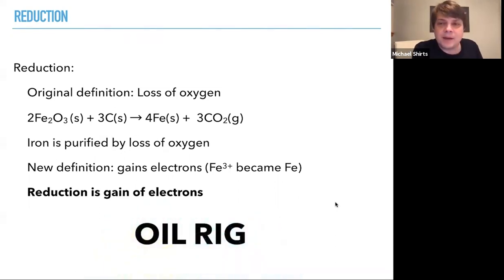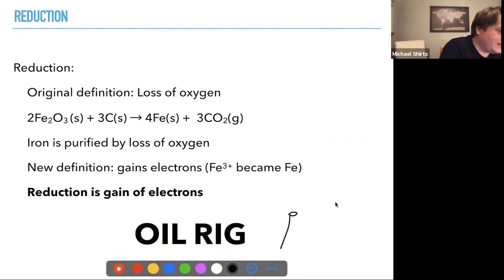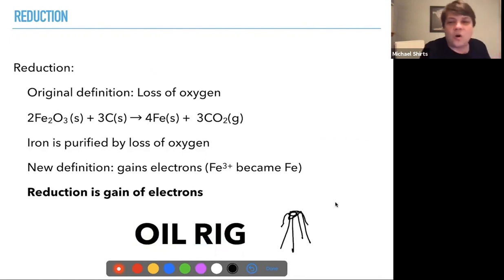There's a simple mnemonic for this. Oxidation is loss, reduction is gain, OIL RIG. So remember that, keep that in your mind. We're trying to remember oxidation, which way are the electrons going? OIL RIG, oxidation is loss, reduction is gain. That should be square. There's a little oil rig there, yes, with oil coming out, yay. OIL RIG, oxidation is loss, reduction is gain.